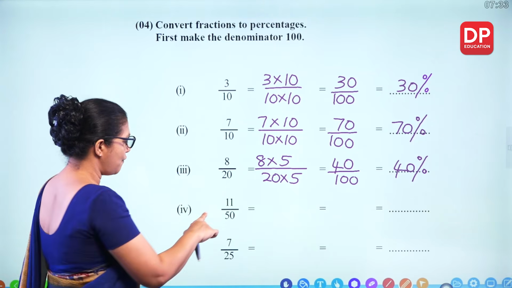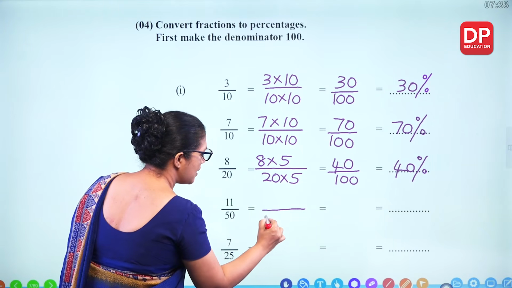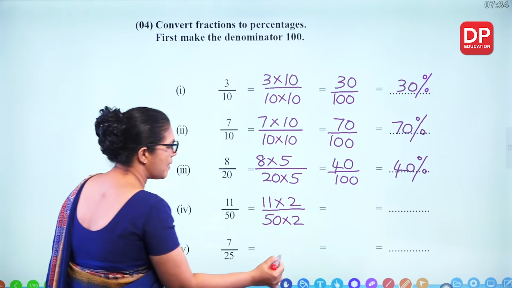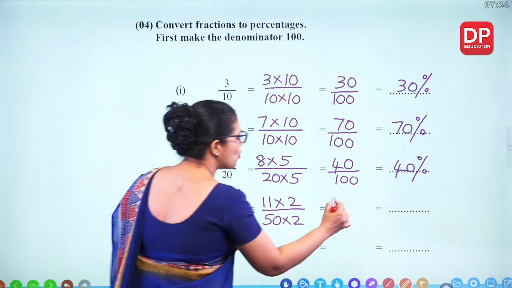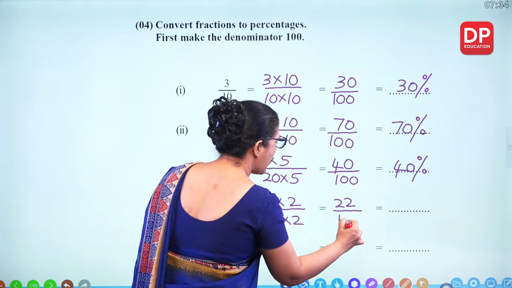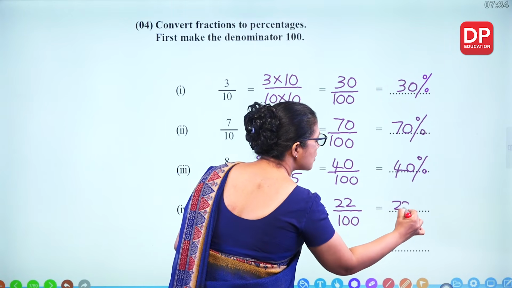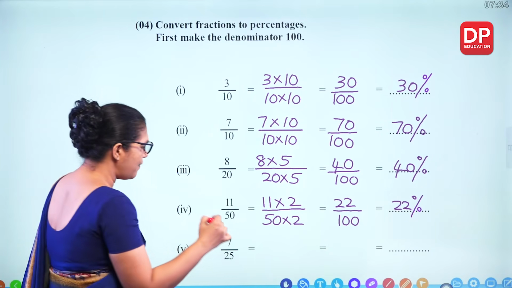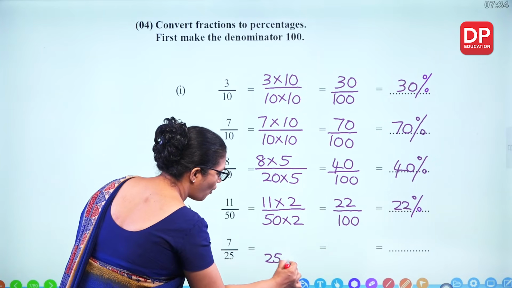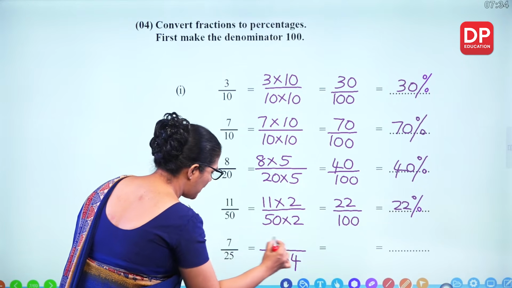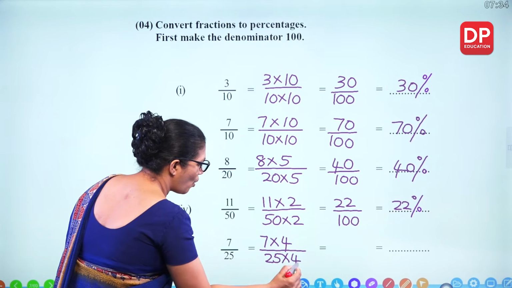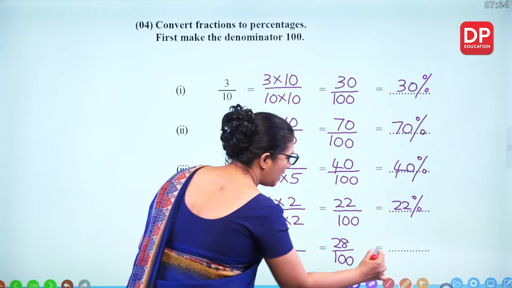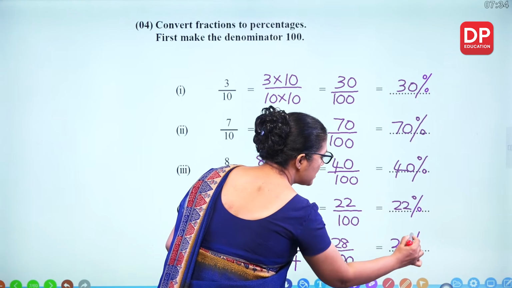11 over 50. 50, how can you convert to 100? Multiply by 2. You do the same thing to the numerator. 11 times 2, 22. 22 over 100, you get 22%. 7 over 25. 25 times 4 you get 100. You do the same thing. 7 times 4, you get 28 over 100. That means 28%.